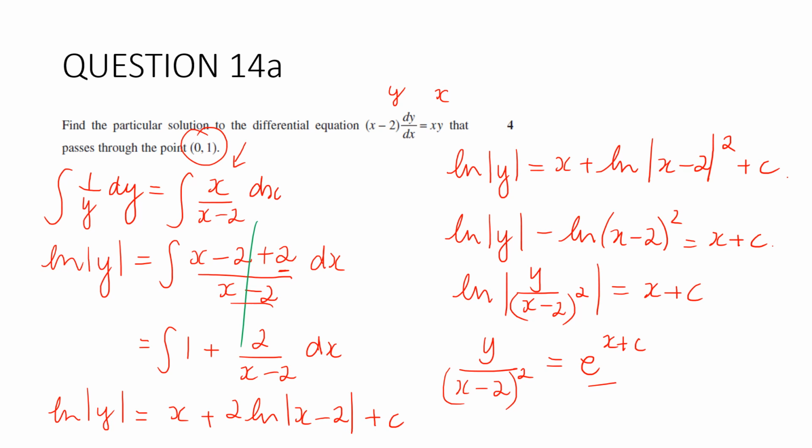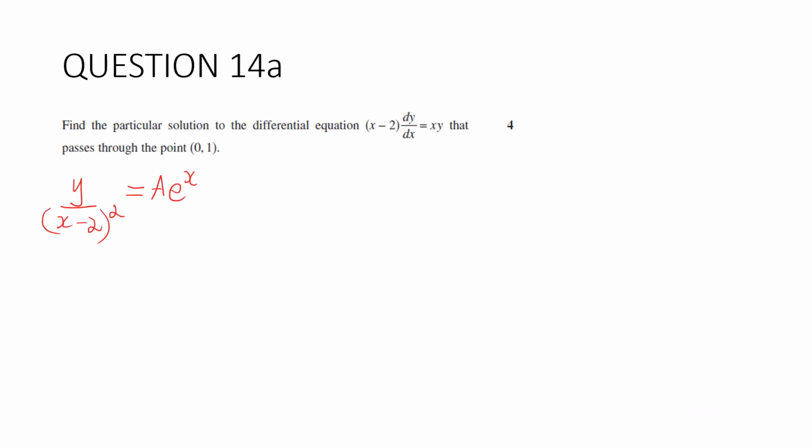I'm going to split this, make it e to the x times e to the c, and then rewrite that as A e to the x. And then multiplying both sides by (x - 2) squared, we get y is equal to A e to the x, (x - 2) all squared. Now we're going to substitute this point in. So when x is 0, y is 1.